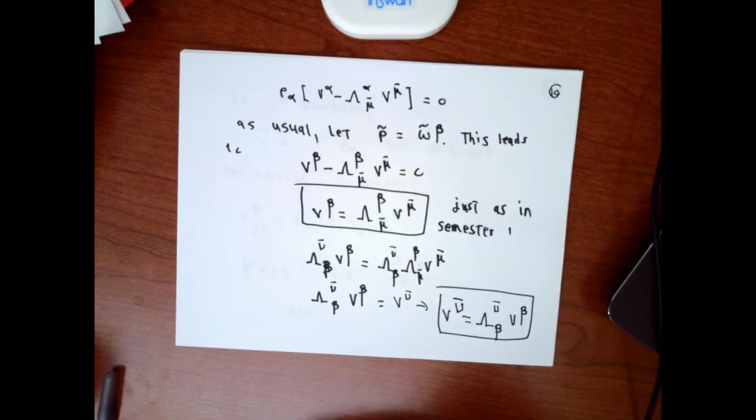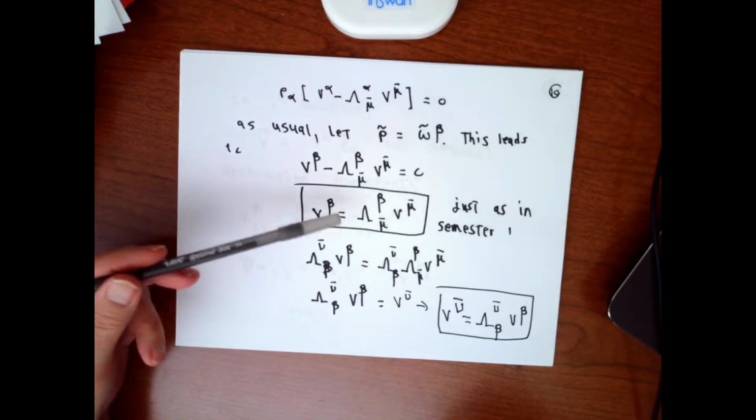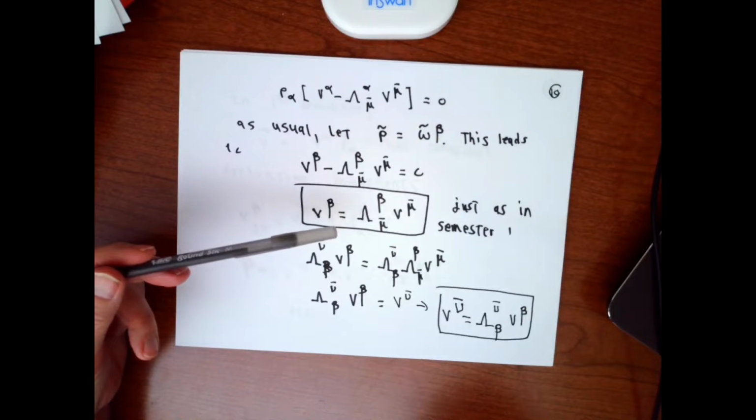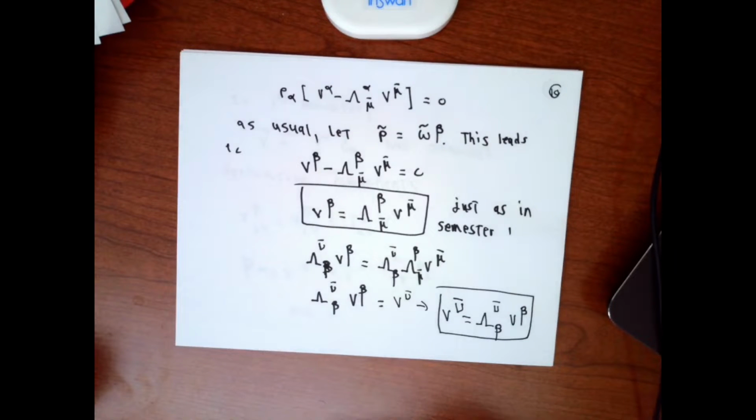If you go through the details, everything works the way it did in the first semester. You eventually find out that v beta is lambda beta mu bar v mu bar, and then doing the usual manipulation, you find out that v nu bar is lambda nu bar beta v beta. These are the same formulas as in the first semester, even though we are no longer in a flat space.